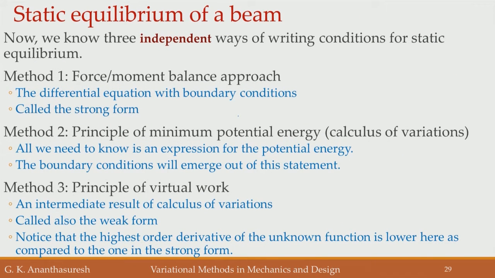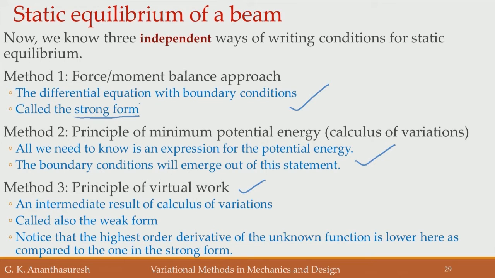Okay. Again, to summarize, there are three methods: force or moment balance, then the principle of minimum potential energy, and then the principle of virtual work. Normally, when you do this with the first method, it is called the strong form. Strong form means that the differential equation that you get for static equilibrium will usually have higher derivatives than in the other forms. When you have higher derivatives, you require certain strong conditions on the variables involved. You say that it has to be differentiable twice, differentiable 4 times.